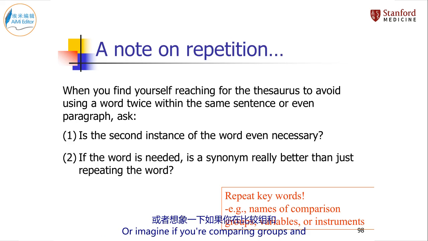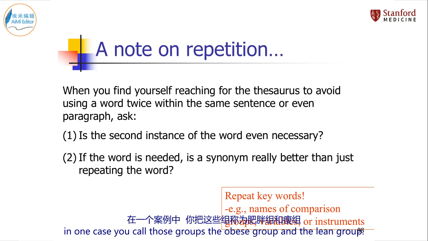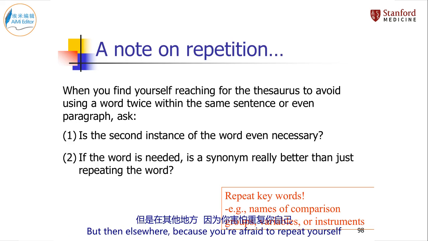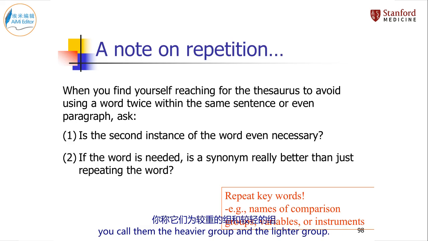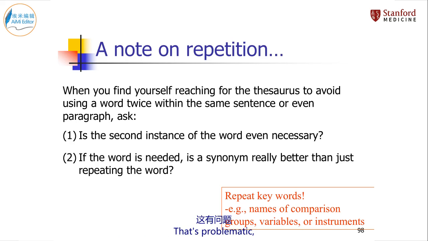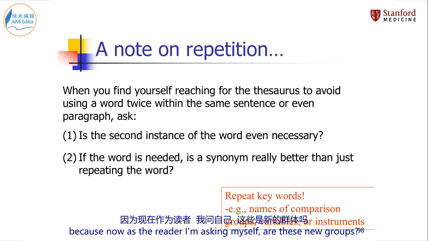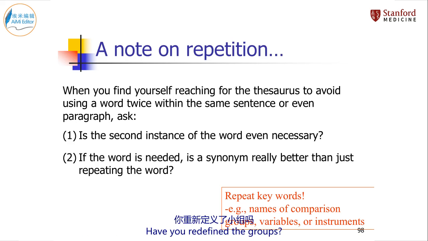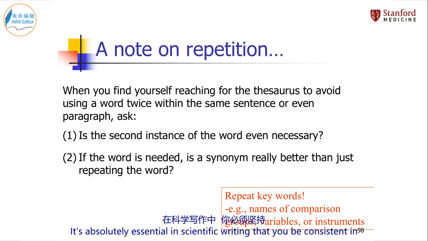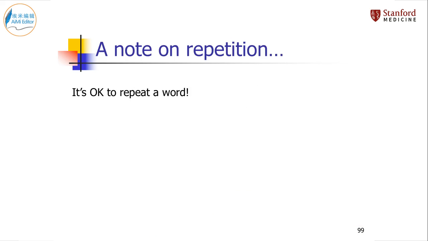Or imagine if you're comparing groups, and in one case you call those groups the obese group and the lean group, but then elsewhere, because you're afraid to repeat yourself, you call them the heavier group and the lighter group. That's problematic because now, as the reader, I'm asking myself, are these new groups? Have you redefined the groups? Have you rejiggered the categories? It's absolutely essential in scientific writing that you be consistent in how you name those keywords.